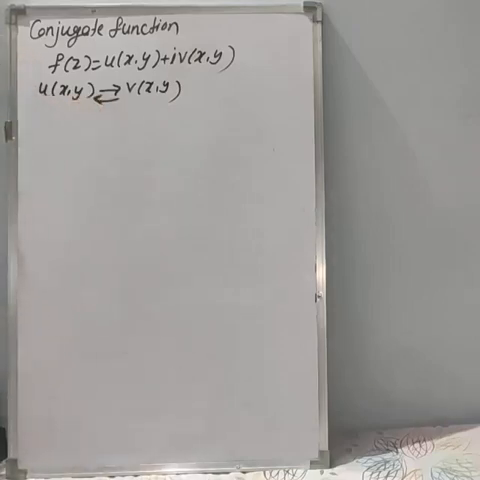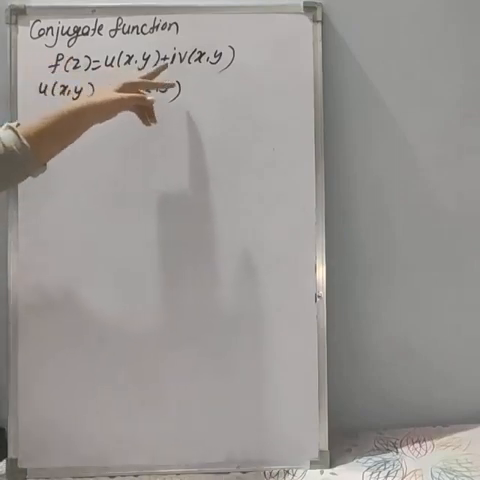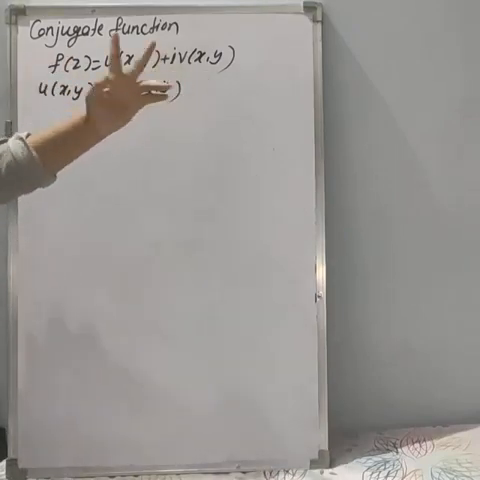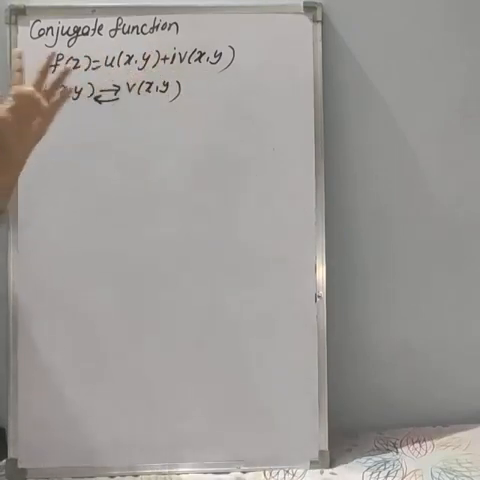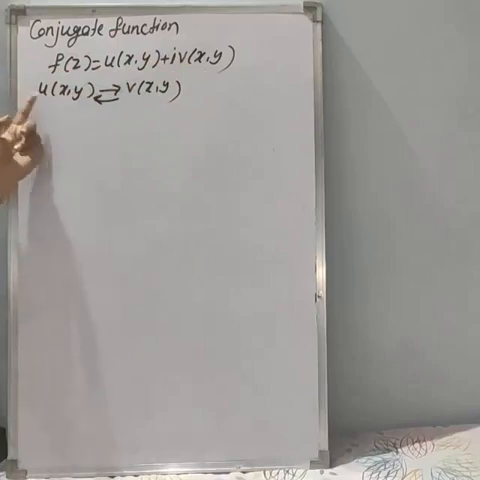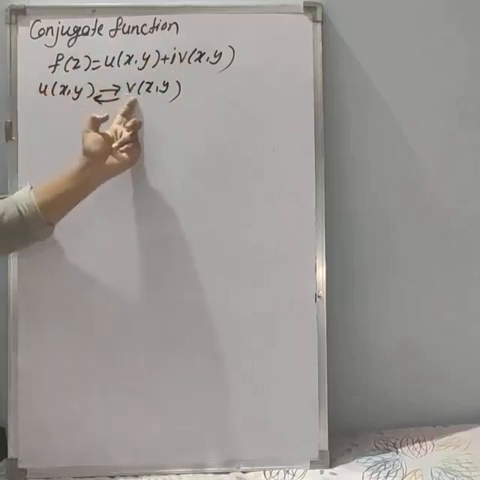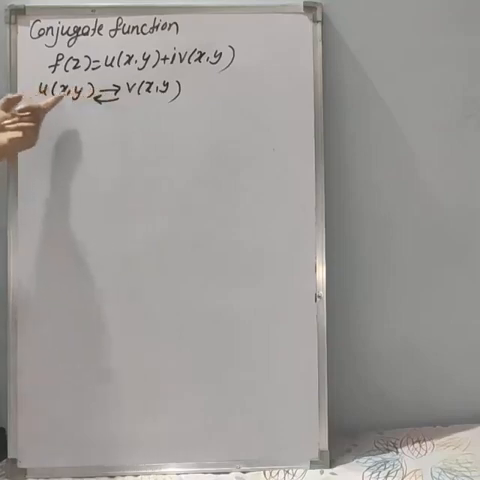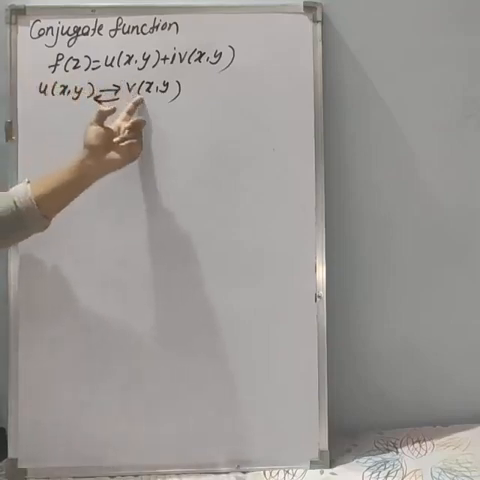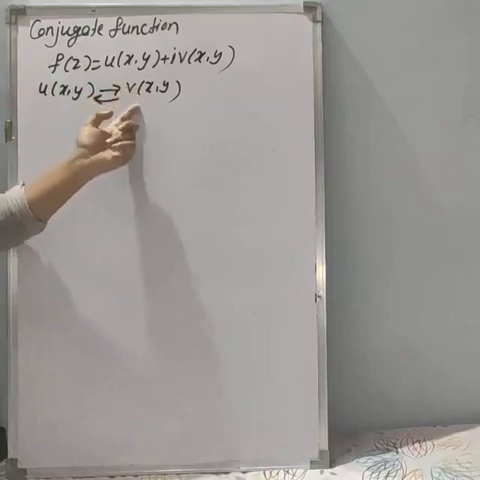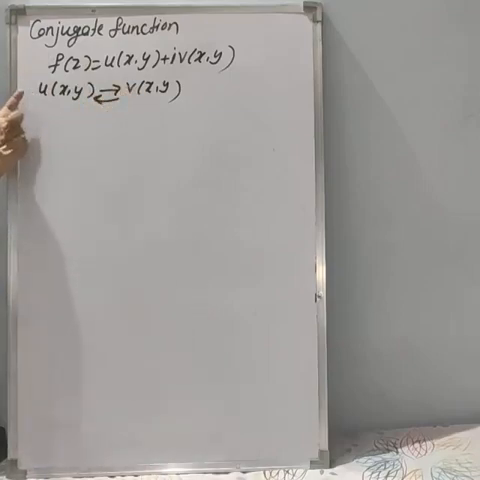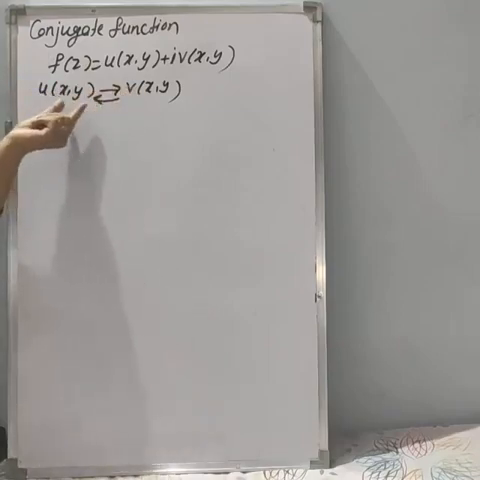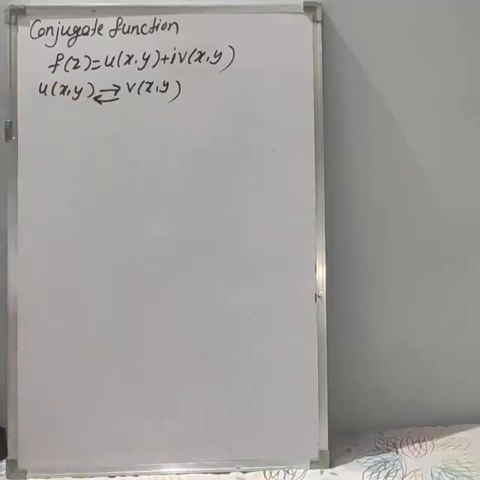If f of z is equal to u of x comma y plus i into v of x comma y is the given function, where u and v are functions of x and y, then u is called the harmonic conjugate function of v and v is called the harmonic conjugate function of u. Here u and v are functions of x and y.